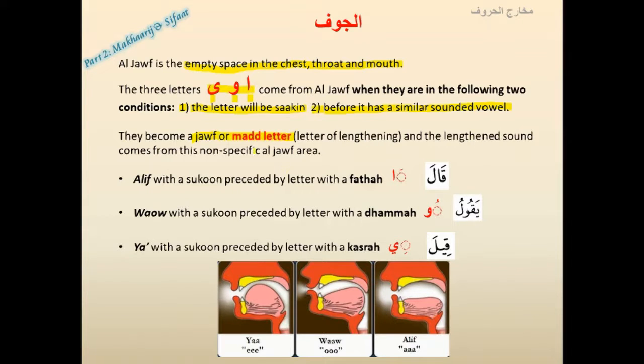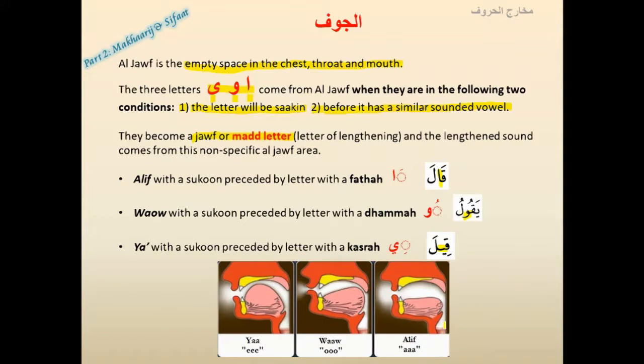So inshallah, carrying on. You can see by these examples, Alif with a sukoon preceded by a letter with a fatha. If you see this Alif here, after the Qaf with a fatha, you see the Alif here is sakin, the first condition, and the second one, it has a preceding fatha, the corresponding vowel. Qala, qala. This A sound is coming from al-Jawf. Waw with a sukoon preceded by a letter with a dhamma. This is the oo sound. So yaqulu, yaqulu. This oo sound comes from al-Jawf. Ya with a sukoon preceded by a letter with a kasra. This e sound. Qila, qila. You see the ya here is empty, preceded by its corresponding vowel, a kasra.